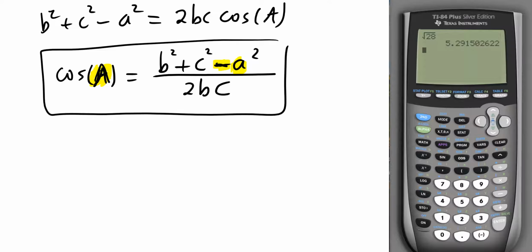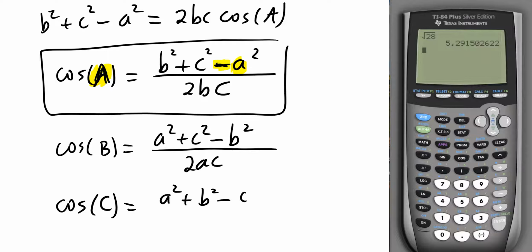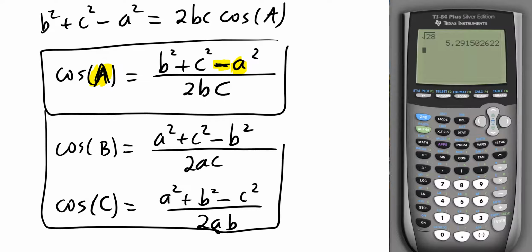So can I mimic this and write it for B? Yes, you can, and I'll show you that in a minute if you like. Or we can continue with the problem. Let's maybe write that down for B and C. So cosine B would be a squared plus c squared minus b squared over 2ac. And the next one, cosine C, is a squared plus b squared minus c squared over 2ab. These are the three of them.